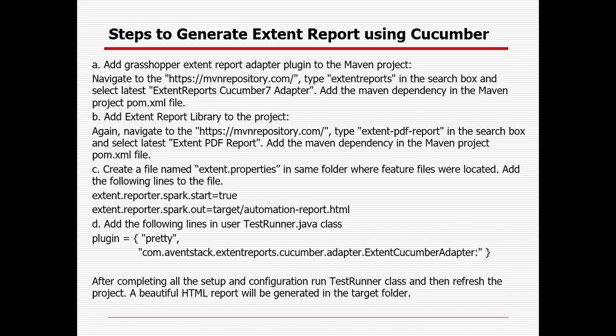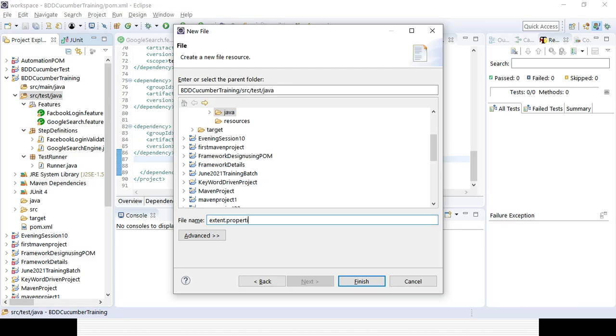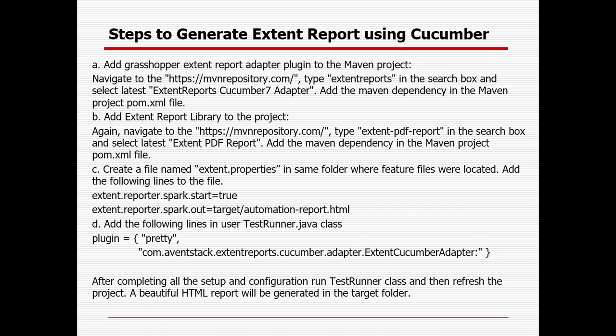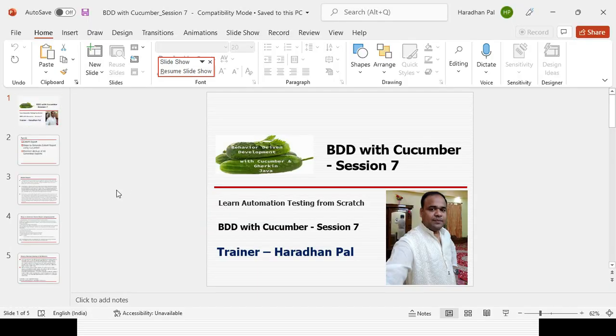extend.properties, exactly it should be there, all lowercase, right? After that you can click on the Finish button. So the extend.properties file will be added to your src/test/java folder. After that, you need to add the following lines of code to your file, where extend.reporter.spark.start will be true, and then extend.reporter.spark.output will be the folder name where you want to generate it, and this is your HTML file name. So those are the lines of code you can add in that particular file.